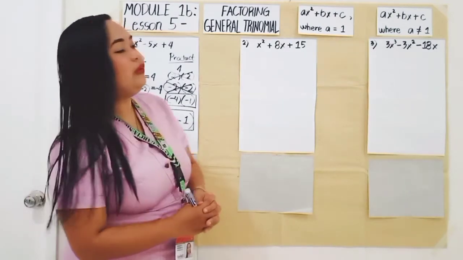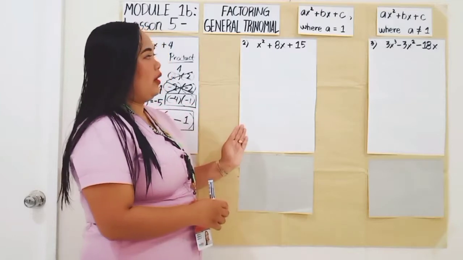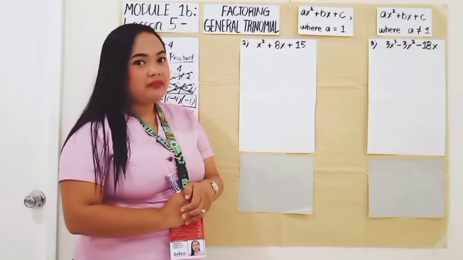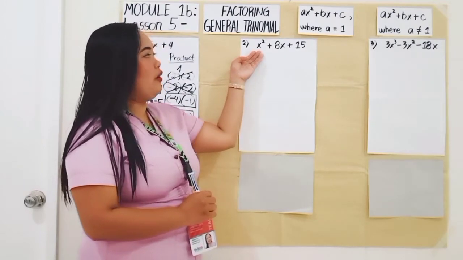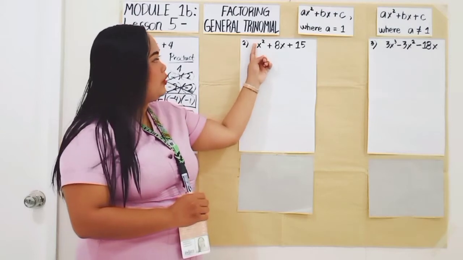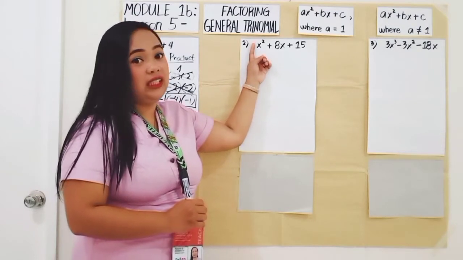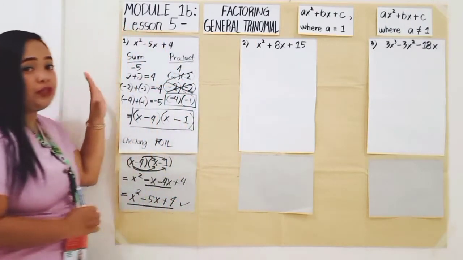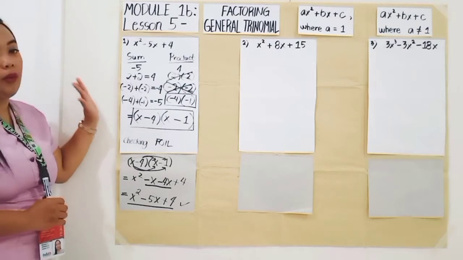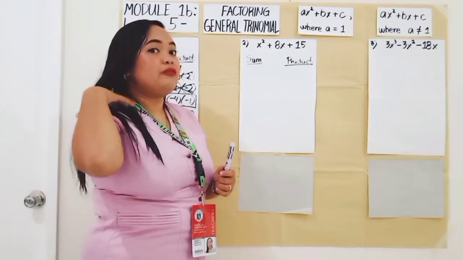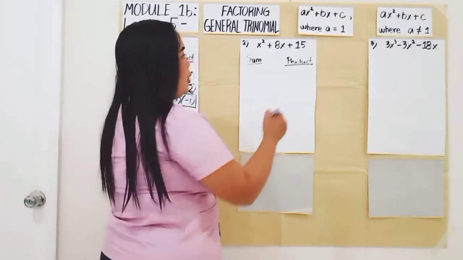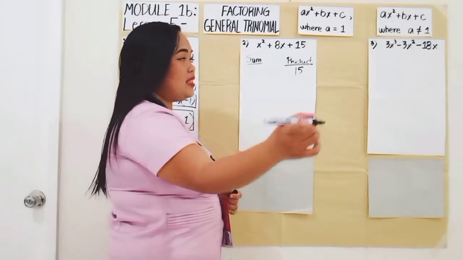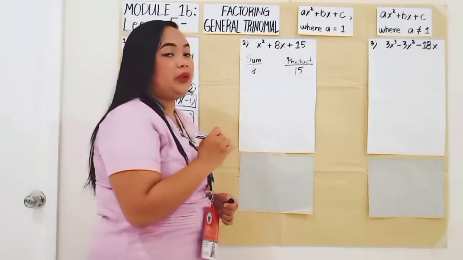Let's proceed with example number 2. X squared plus 8x plus 15. Observe the numerical coefficient of a. So our numerical coefficient here is obviously 1. Okay? Meaning to say we will follow the same procedure that we did in problem number 1. So you find factors where the product is equal to 15 and the sum is equal to 8.